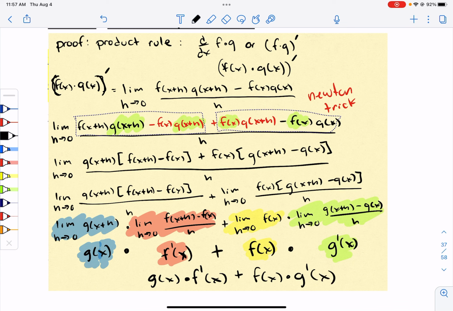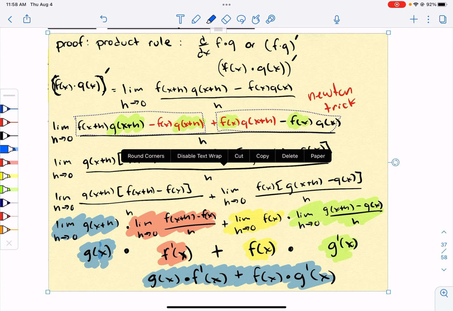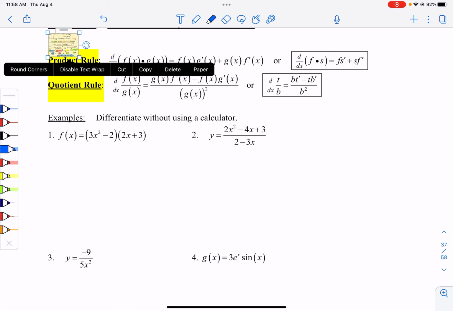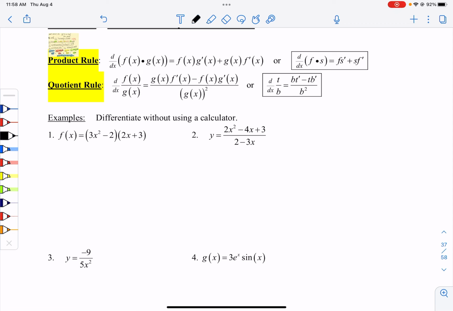That is a lot prettier formula than using that great big limit definition. And this is our bread and butter right here. f prime, the derivative of the first one times g, plus the derivative of the second one times the first. So what I want you to do, if you haven't fast forwarded already because you don't like proofs, here it's written a little bit differently.